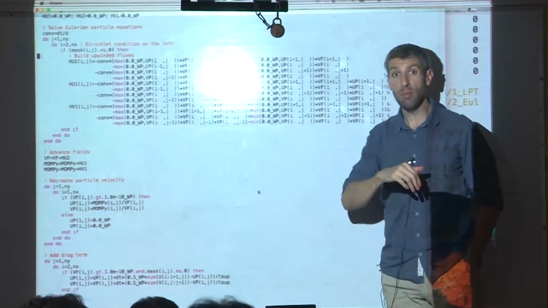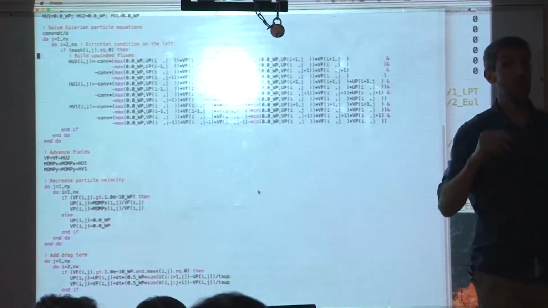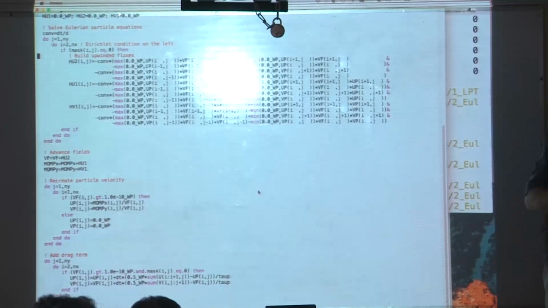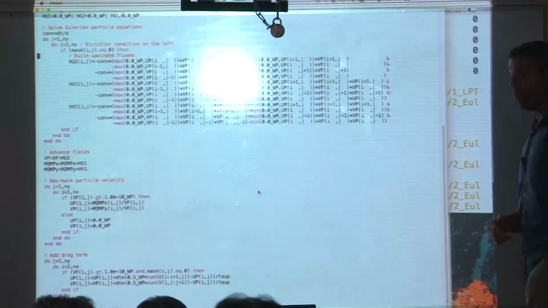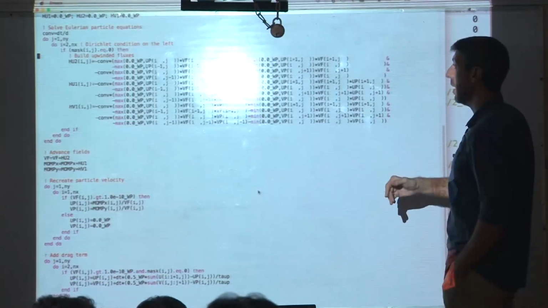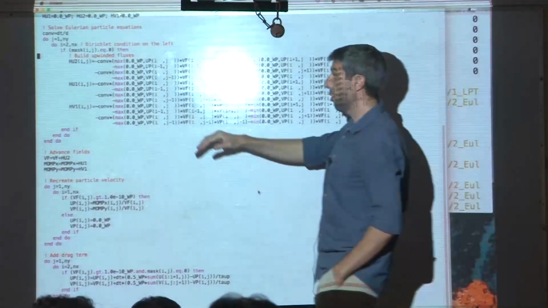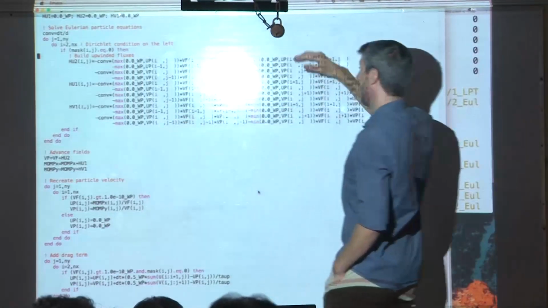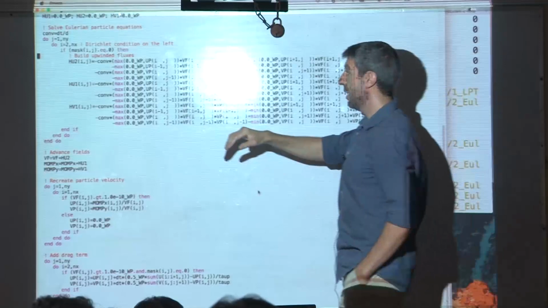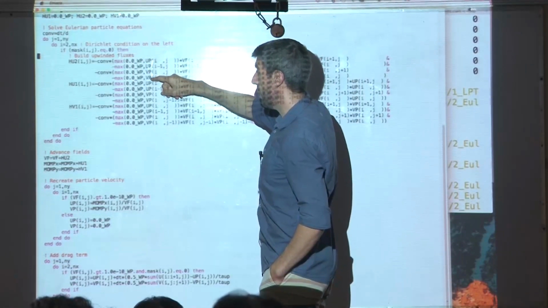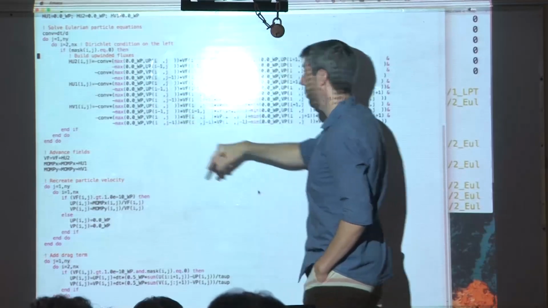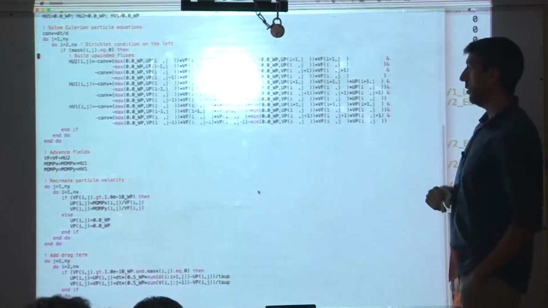If UP is negative, the flow is going from right to left, and therefore I need to use information shifted in location from the right on my grid. So this is all the upwind, and this is all the downwind statements. They are done first for UP and then for VP, and so on.